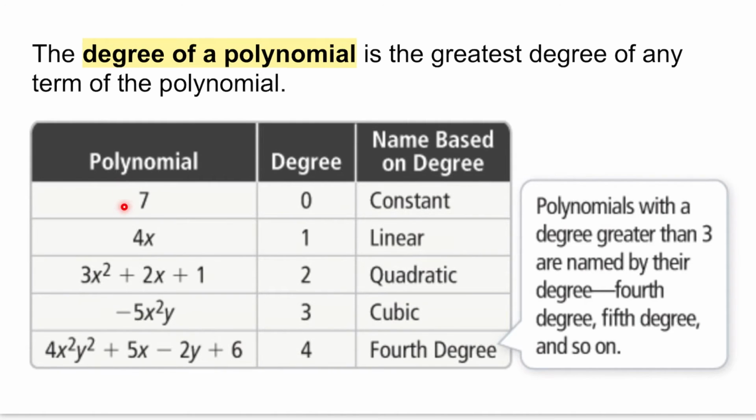So when we have just a constant, we would say that it has a degree of 0 and we describe it as a constant. If we have something that has a degree of 1, we would describe it as being linear. If we have something that has a degree of 2, it would be quadratic. For this term here, we have x raised to the 2nd power and y raised to the 1st power. So adding up those exponents, we have a degree of 3, which we describe as cubic. Adding up these exponents, 2 plus 2 will give me 4. So we can describe this polynomial as being a 4th degree polynomial.